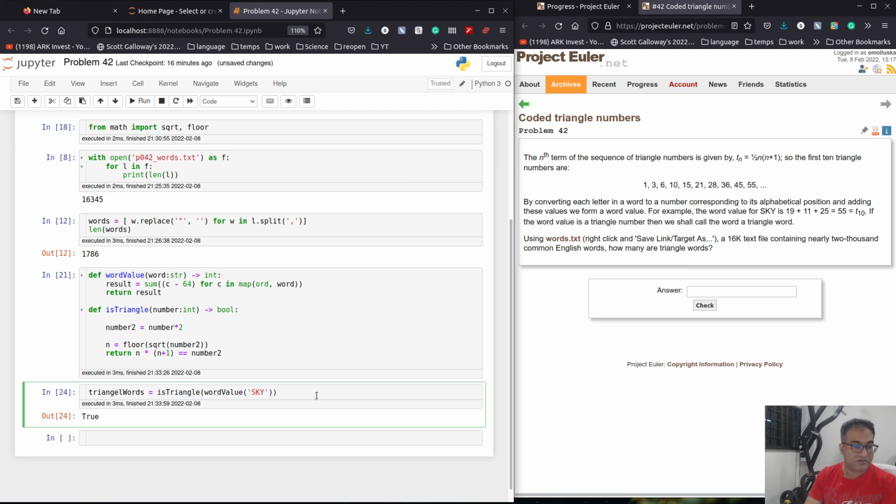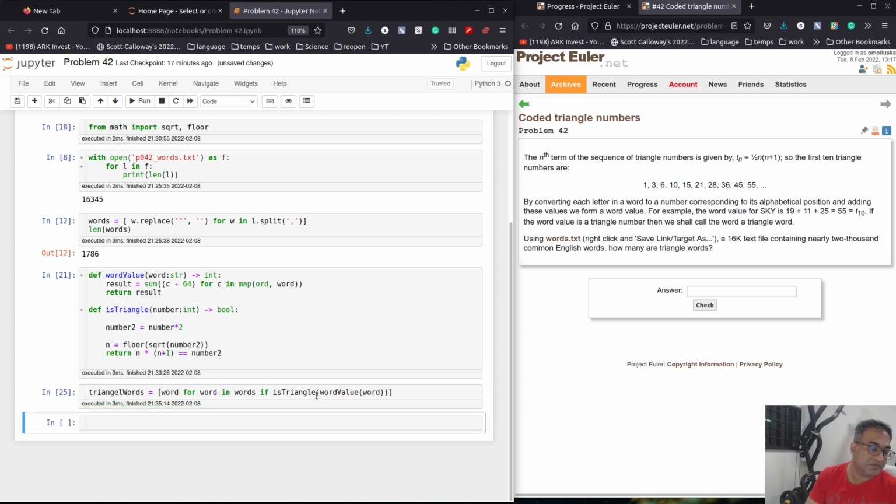Words equals w for w in words if that word, let's be explicit instead of implicit. So this improves readability. Okay, so these are the triangle words, like that.